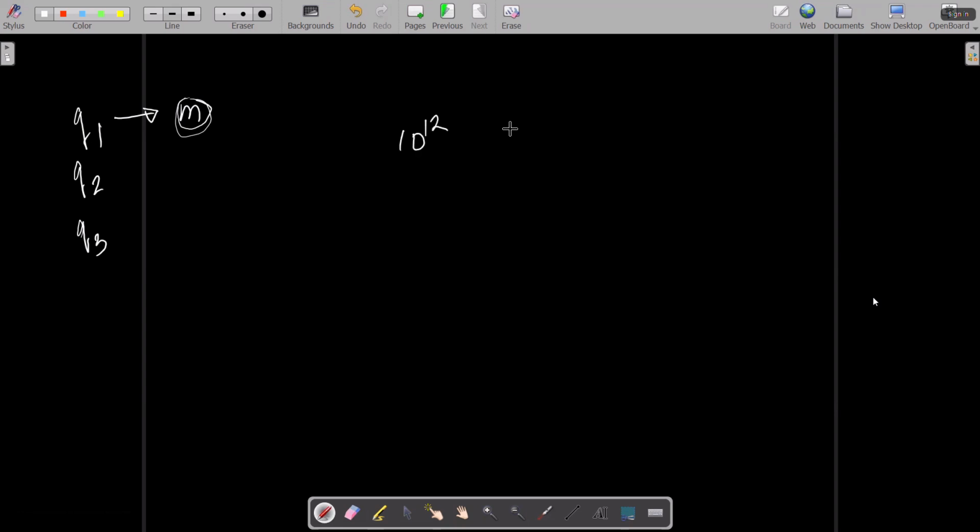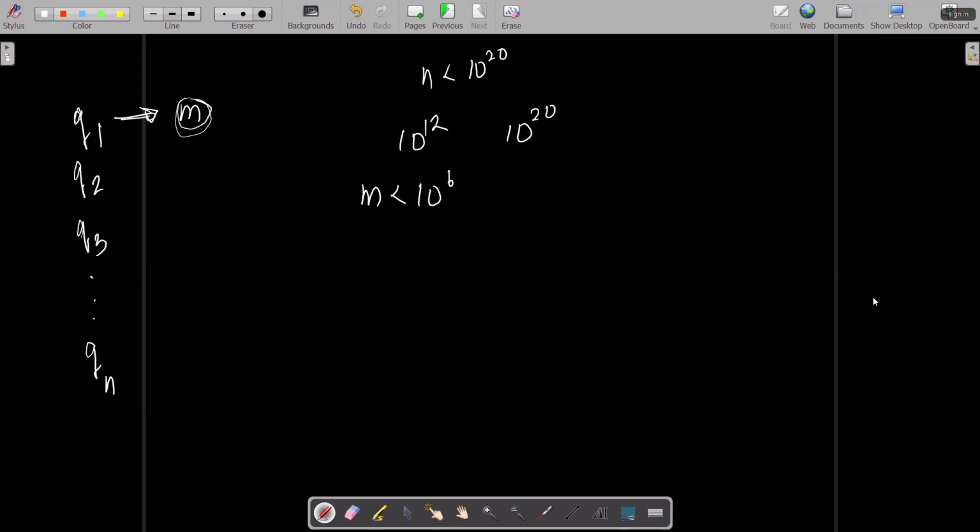We don't know. Let's say 10 to the power 20. This is also possible. But for each query, this M is less than 10 to the power 6. This is given. But the number of queries, let's say we have n number of queries here. So this n constraint was something like this. So how to deal with this?